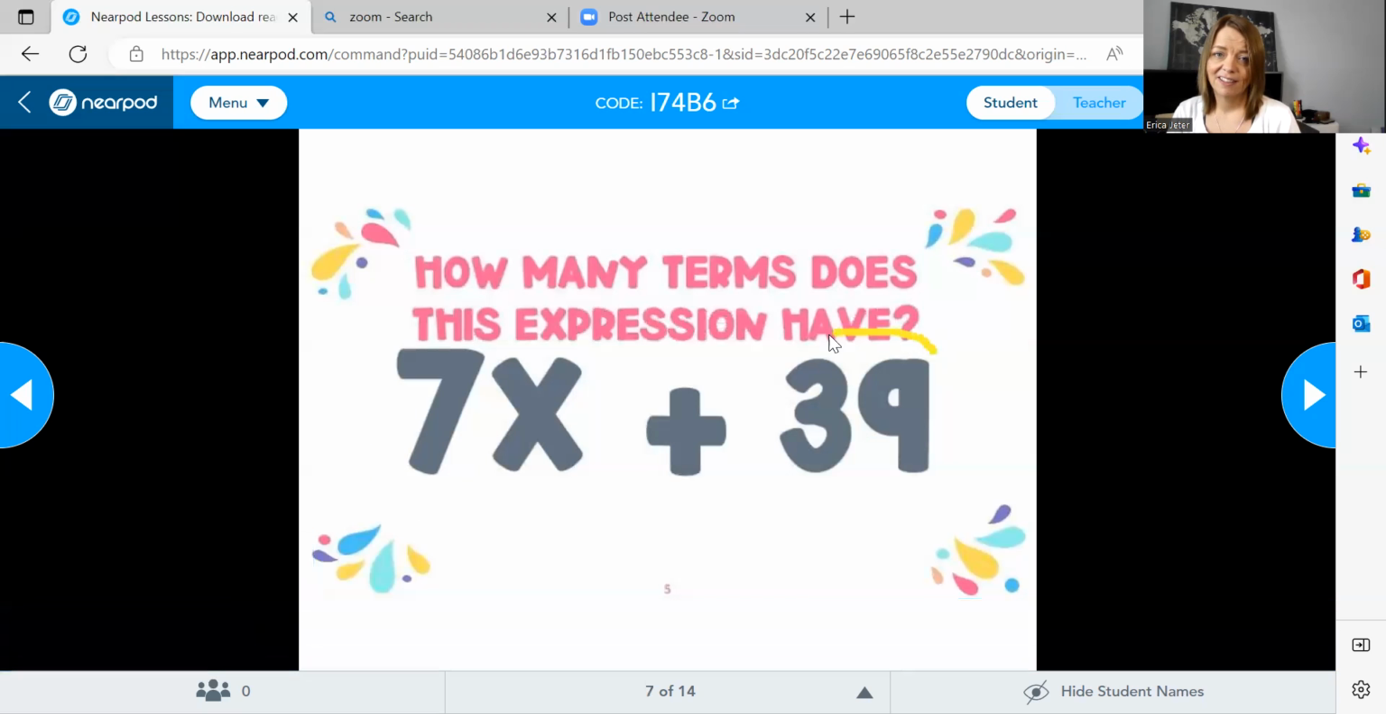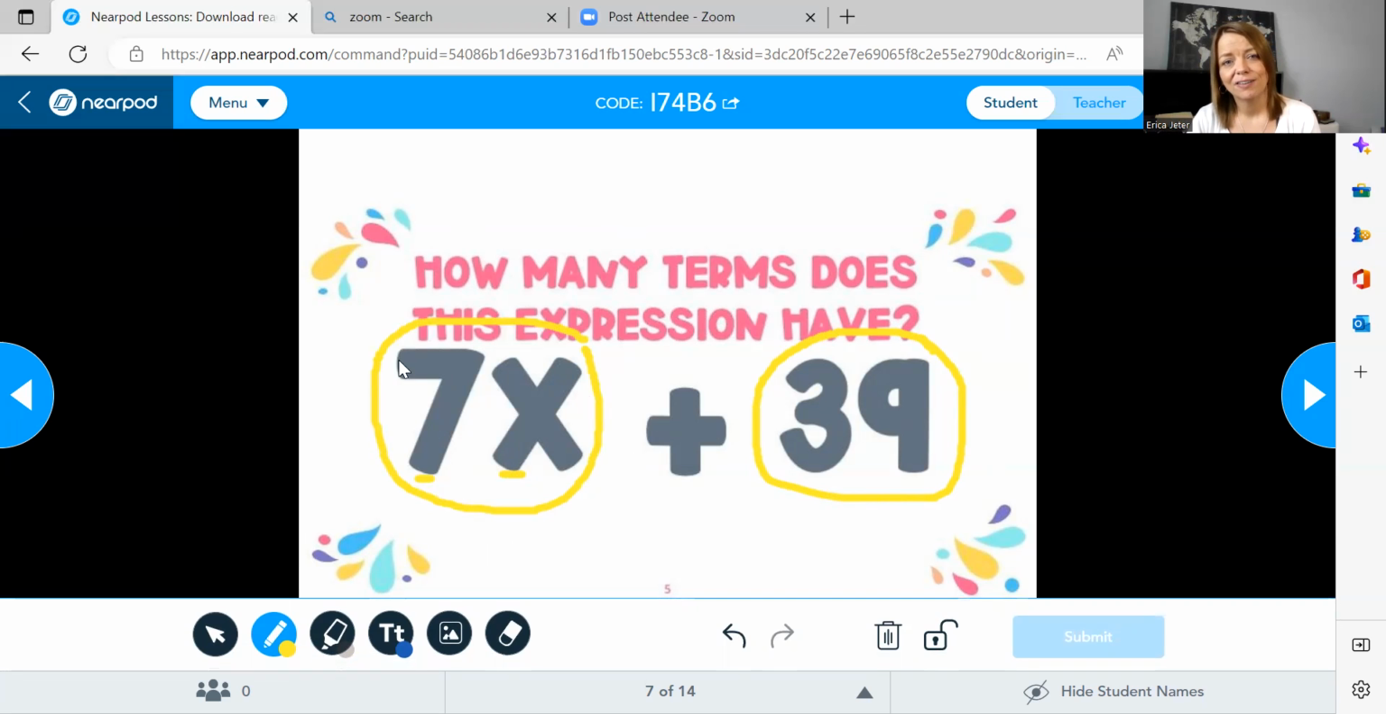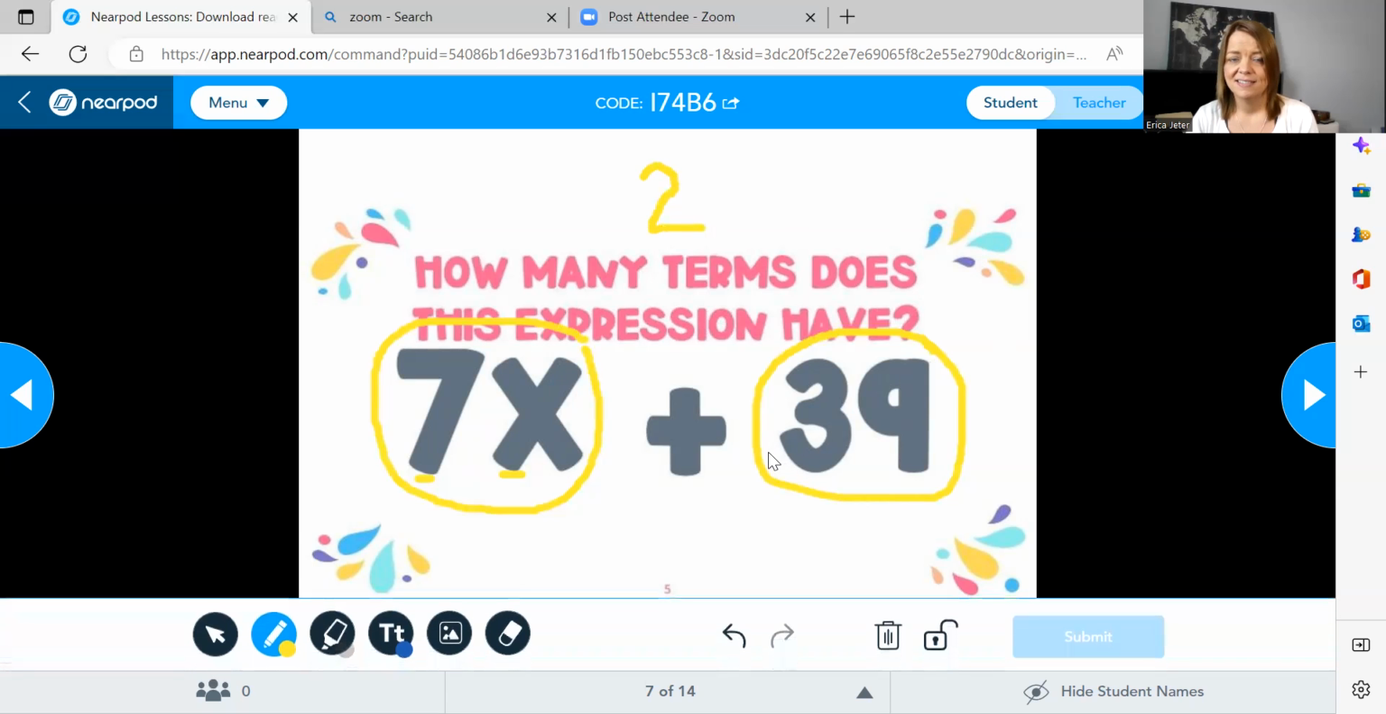We have 39 and 7x. Now, even though this is the coefficient, this is the variable, together they make the term. So not each of those is a term. Together they are the term 7x. So just keep that in mind. There are two terms in this expression separated by the plus sign. All right, are we ready to move on?